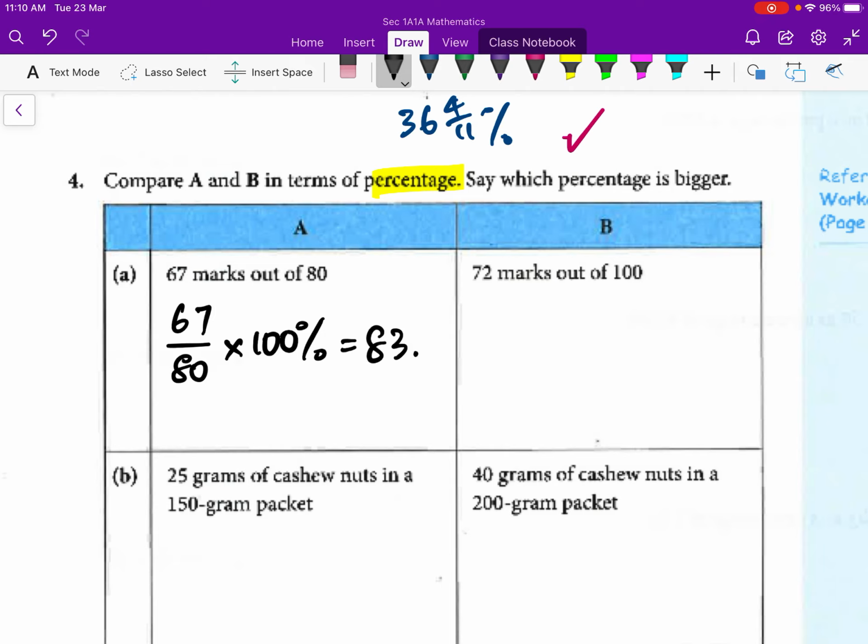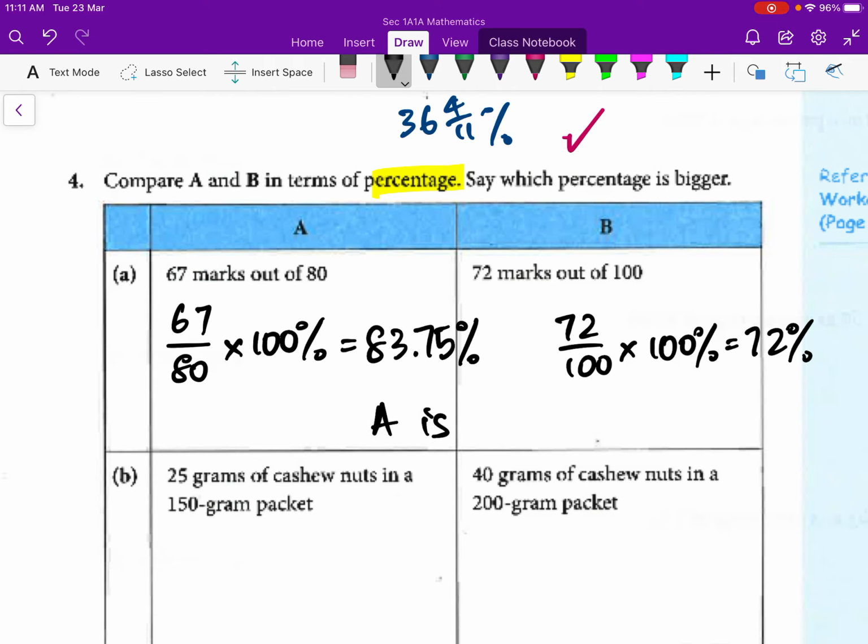83 point what? Point what? 0.75. 0.75 is exact. 75%. No need to round off because it is exact. So this is the percentage for part A. What about for B? 72 out of 100 times 100% gives us 72%. So which is bigger? A. A is better. A is bigger.